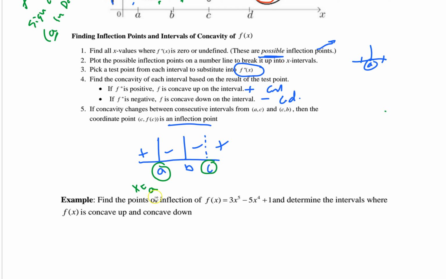But that's how you find concavity, right? Second derivative equals 0 or undefined. Get your critical points. In this case, we're gonna call them possible inflection points. Do a sign chart. If it actually happens to switch signs, then it's an inflection point, as long as you plug it in and it still works. And anywhere it's positive is concave up, negative is concave down. So next up, let's do an example.